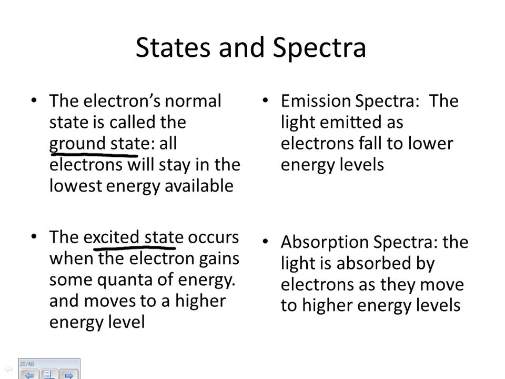Now he also talks about two different spectra. You have an emission spectra, where light's being emitted, and an absorption spectra, where the electrons are actually going to absorb the light. What I want you to get from this is that light's going to be emitted as electrons fall to lower energy levels. So as the electrons go from excited back to ground state, it's going to emit light. On the other hand, light's going to be absorbed by electrons as they move to higher energy levels. So it's going to suck in light as it jumps up from energy level to energy level.